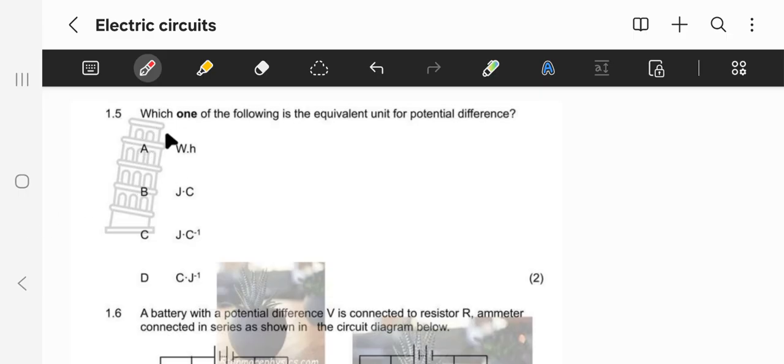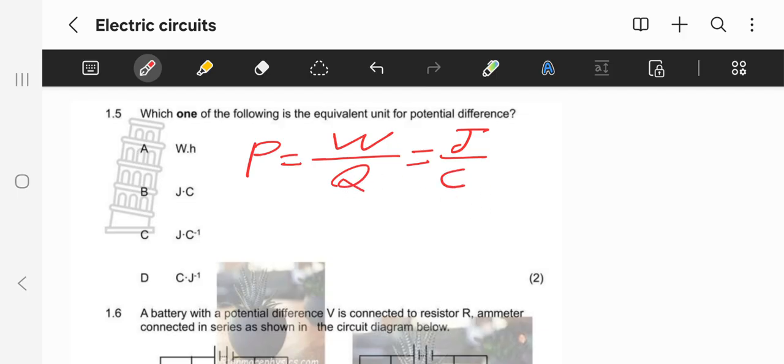Starting with this one, it reads: which one of the following is the equivalent unit for the potential difference? To answer this question, we need to know what formula is used to calculate potential difference, and that formula is V is equal to W over Q, where W is the work done to transfer energy and Q is our charge. We will write the units of these two quantities: W is the energy, and energy is measured in joules, whereas Q is our charge and it's measured in coulombs.